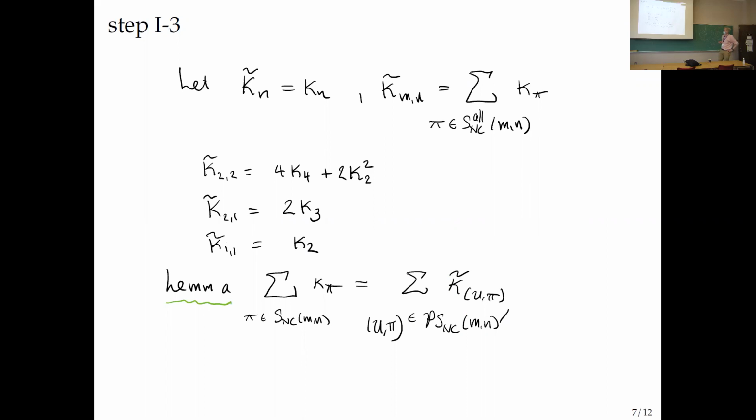So the first order ones are just the same. But the second ones are different. I sum the real cumulants, but only over the non-crossing partitions where all cycles go through. And here I just computed some of them.